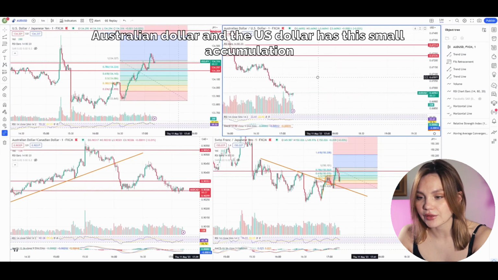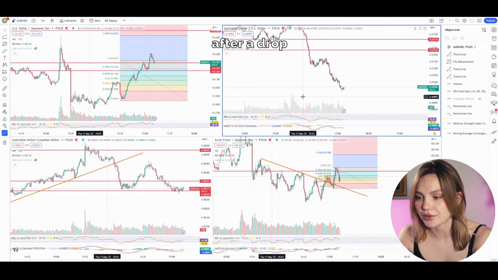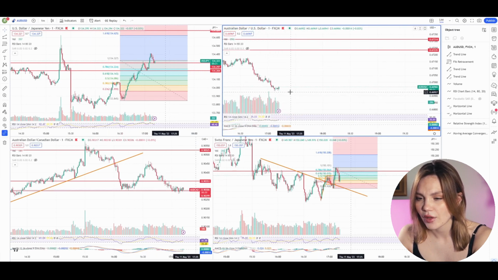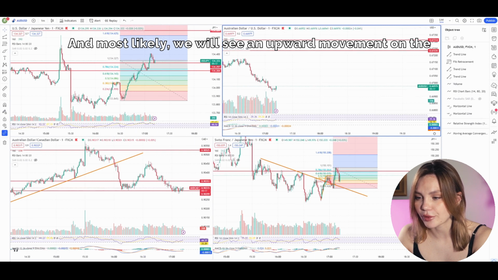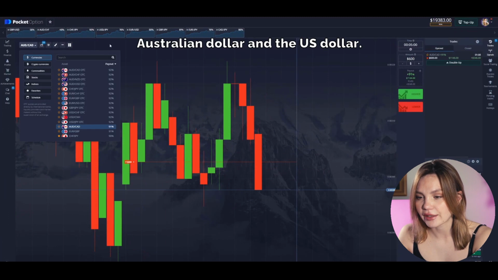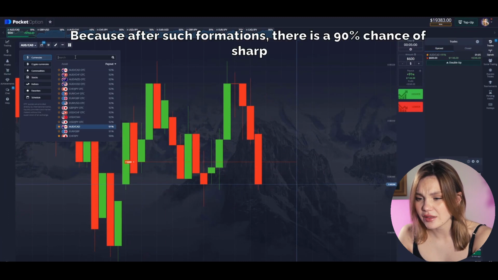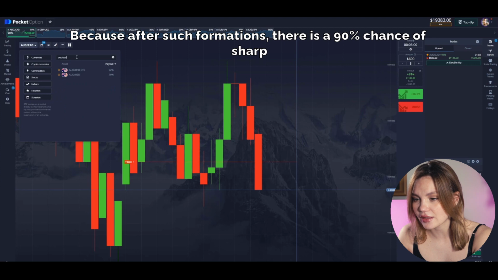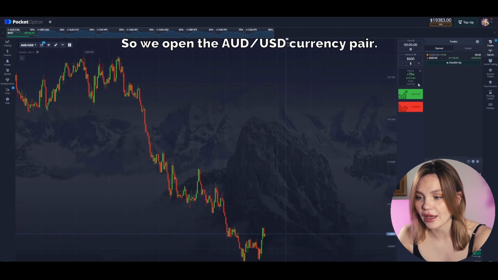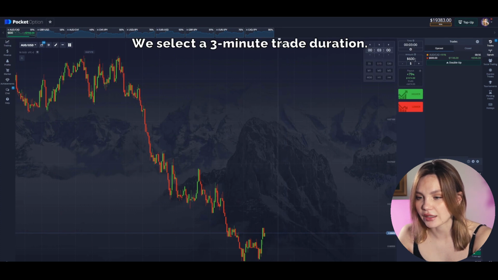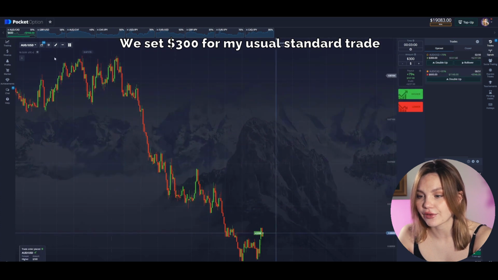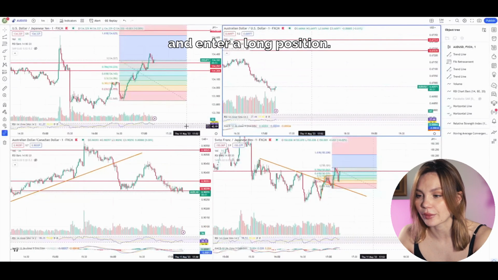Australian dollar and the US dollar has this small accumulation after a drop with many dodgy candles here. And most likely we will see an upward movement on the Australian dollar and US dollar currency pair, because after such formations, there is a 90% chance of sharp upward impulses, so we open the AUD USD currency pair. We select the 3-minute trade duration. We set $300 for my usual standard trade and enter a long position.